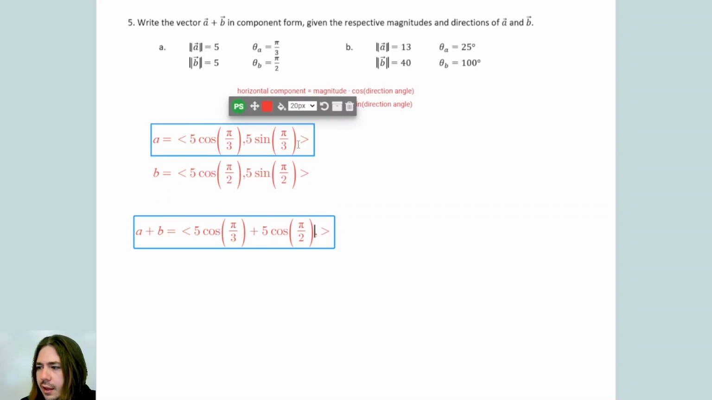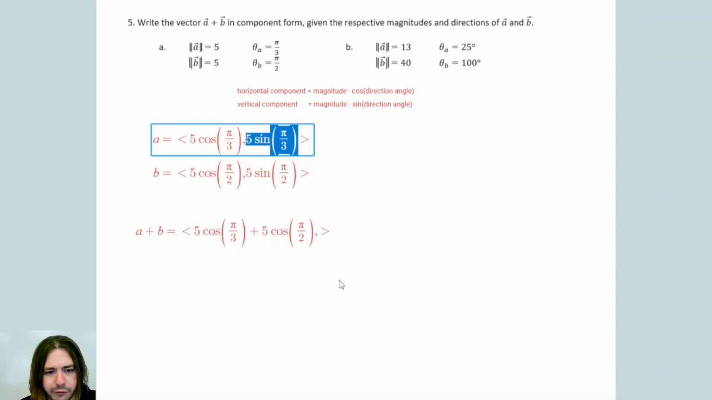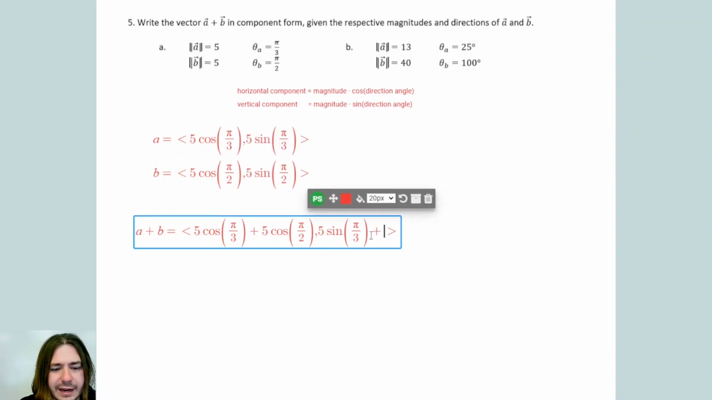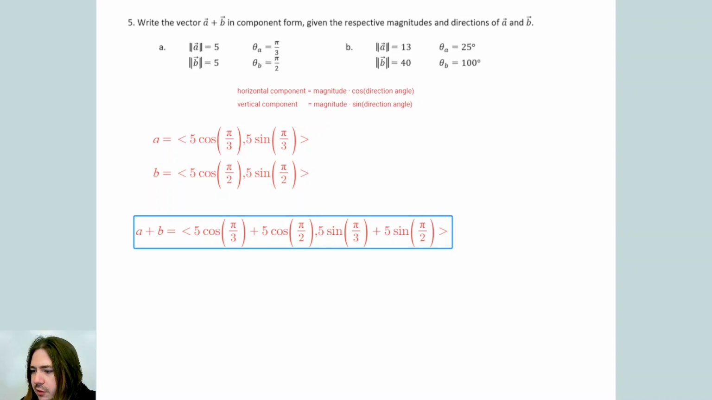And then for my horizontal or my vertical component, I've got this thing plus this thing. So basically, we're just adding the corresponding components. So let's simplify this a little bit. Let's pull up the unit circle.